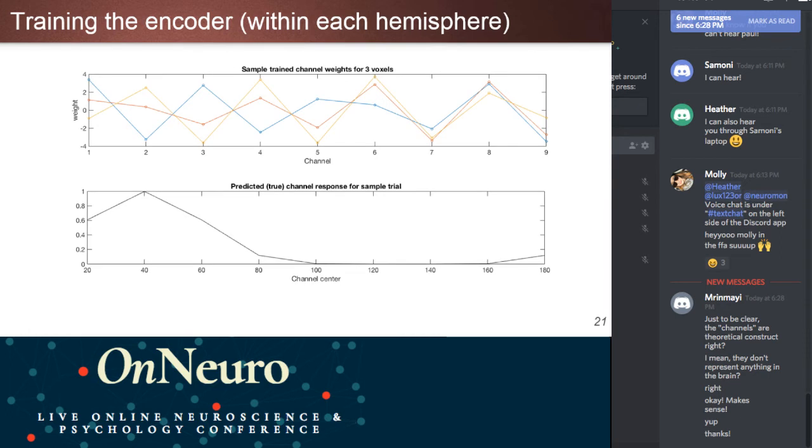So if we do that, we can look at what we predict would be the response for a certain trial. On the top, we see the sample channel weights for 3 of the voxels. I could show all of the voxels, but it wouldn't fit in the plot very nicely. If we average together across all of the voxels, we get a predicted channel response for that trial. In this case, the predicted channel response is that the gabor is 40 degrees in orientation. We know that because that's how we created the model. It should be where the orientation of that trial was. So in this trial, the gabor that was attended on the left side was oriented 40 degrees.